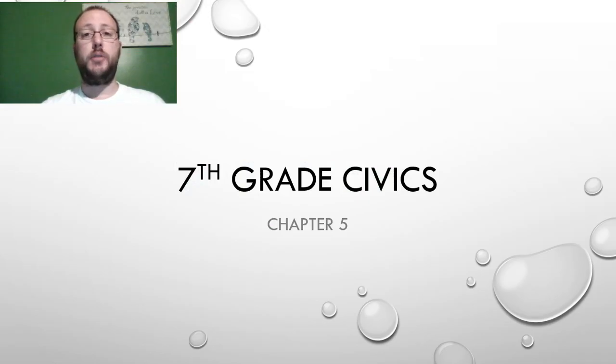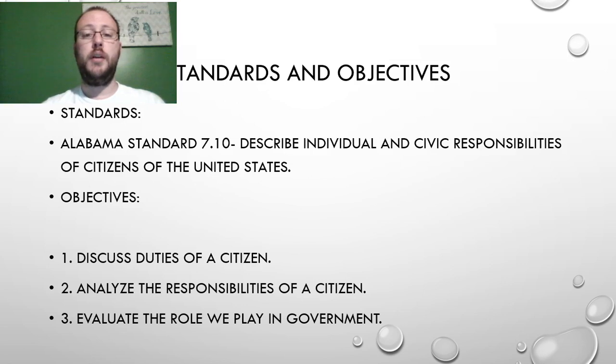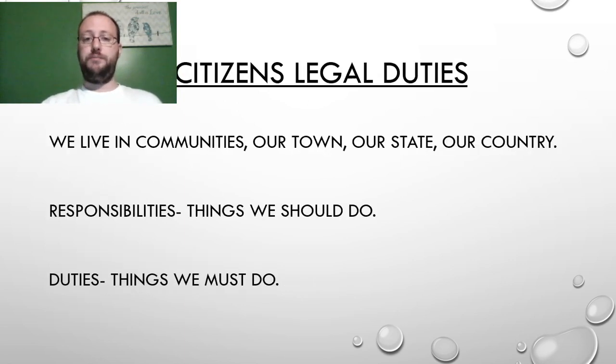Hey everybody, tonight we're going to be doing Chapter 5, which is about the duties and responsibilities of citizens. So, the standards and objectives. The standard covered is 7.10, which is standard number 10. Describe individual and civic responsibilities of citizens of the United States. And the objectives are to discuss duties of a citizen, analyze the responsibilities of a citizen, and evaluate the role that we play in government.